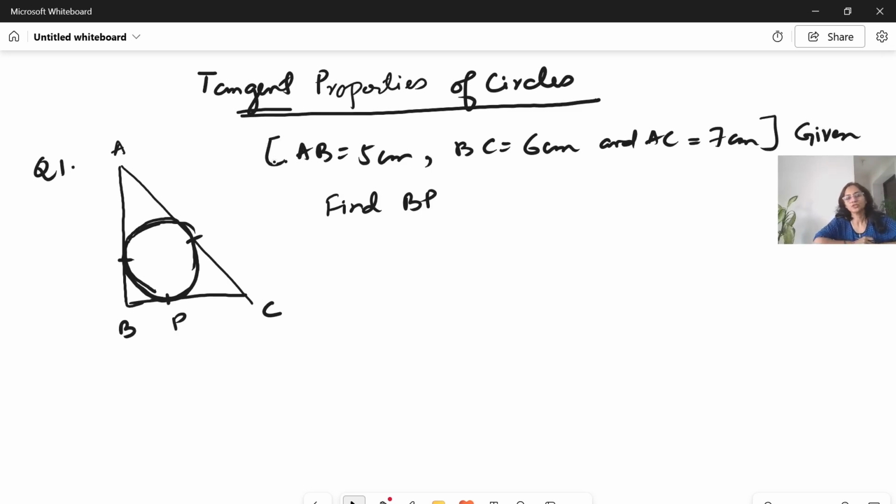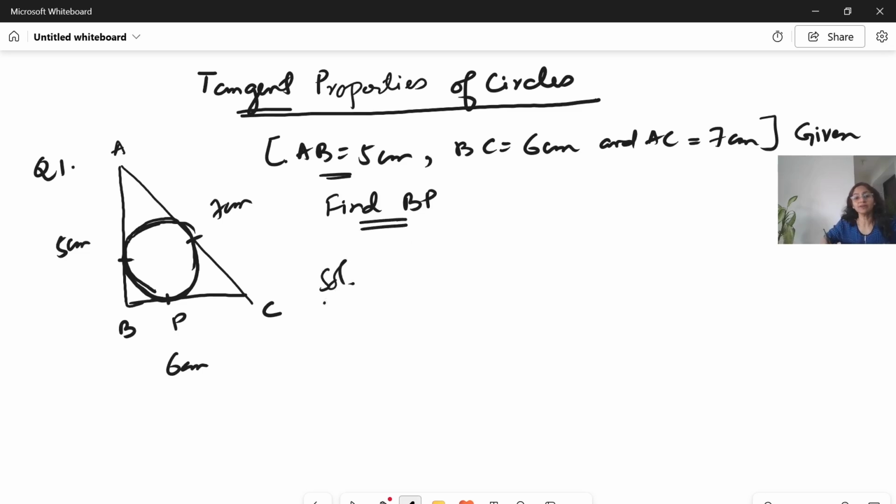All right, students, let's take this example. The first question that we are taking is this. There we can see a circle inscribed within a triangle, which means the circle is inside the triangle. They have given us AB equals 5 centimeter. Look at AB, this whole AB is 5 centimeter. BC is given as 6 centimeter and AC is given as 7 centimeter. What we have to find is BP.